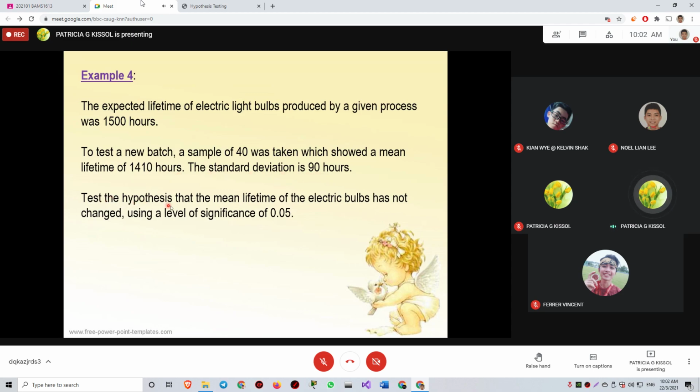And we want to test the hypothesis that it has not changed. So using alpha equals 0.05, what tail do you use? One tail or two tail? Two. Is it two? Yes, exactly. It is two tail because the question tells us that we want to test that the claim has not changed.